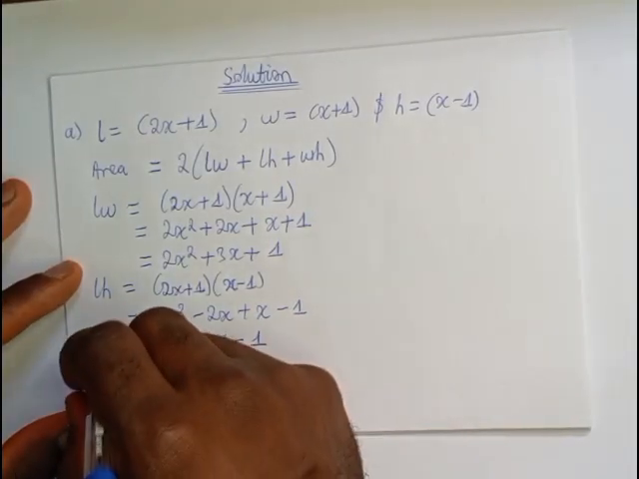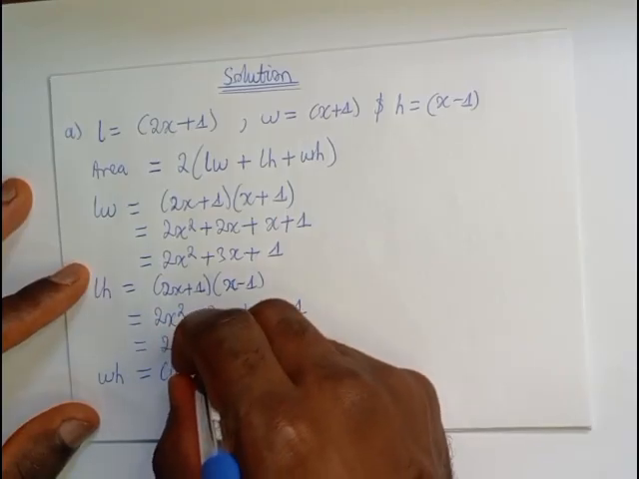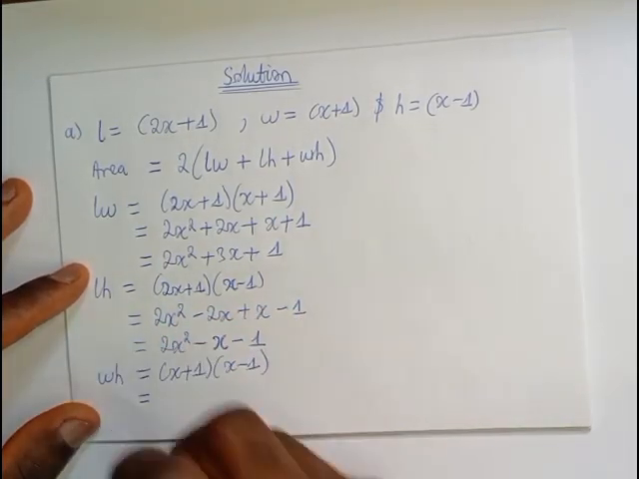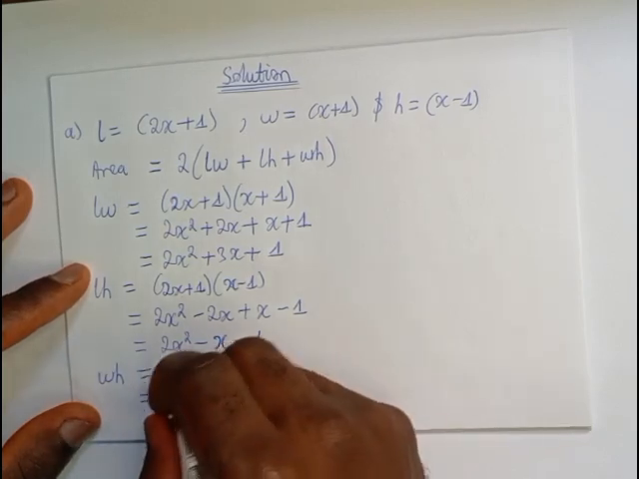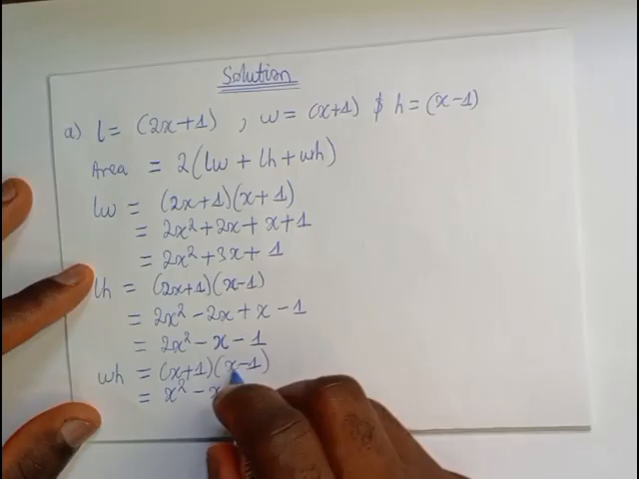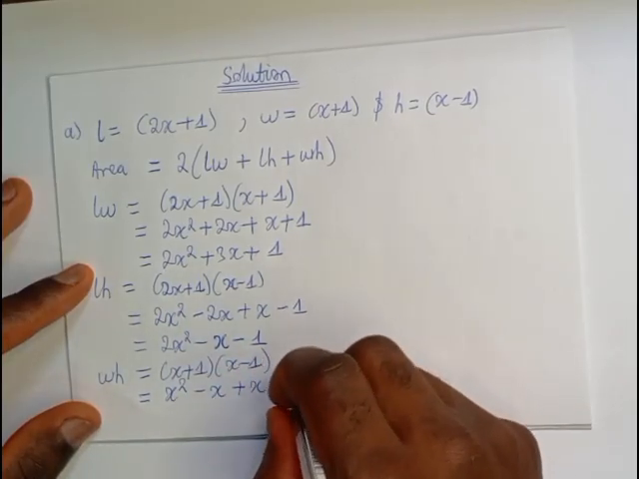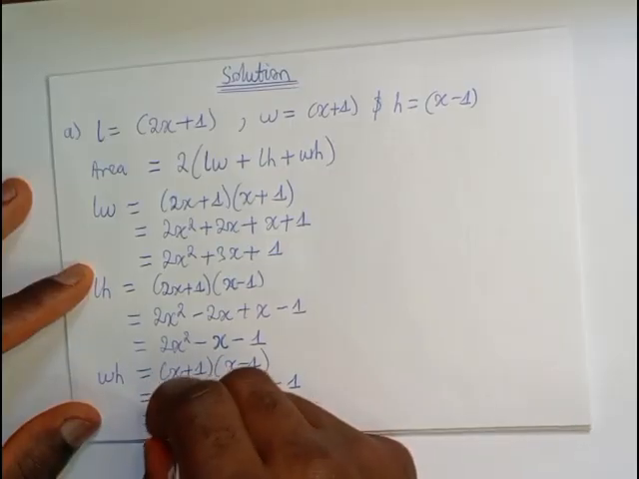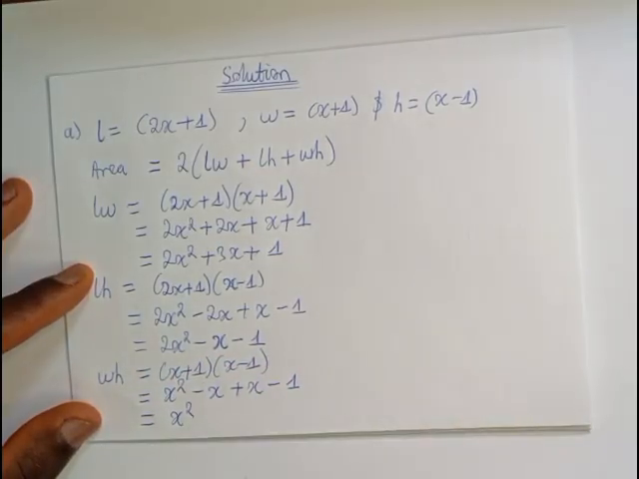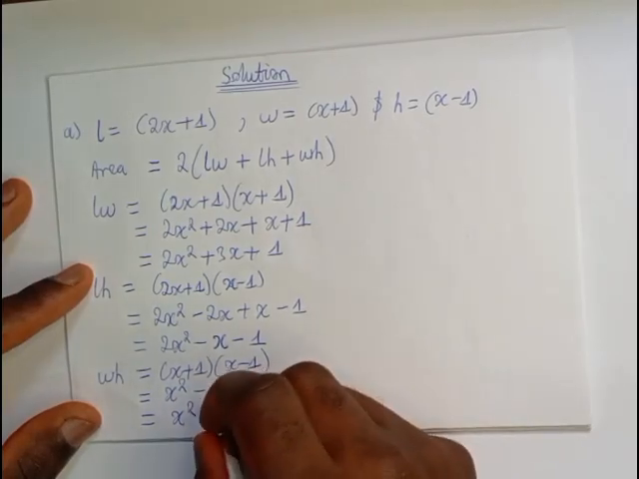Next, we need to find the width times the height. This will be equal to x plus 1 times x minus 1. This will be equal to x times x gives us x squared. x times negative 1 gives negative x. 1 times x gives us plus x. 1 times negative 1 gives us negative 1. This will be equal to x squared, negative x plus x gives 0, minus 1.